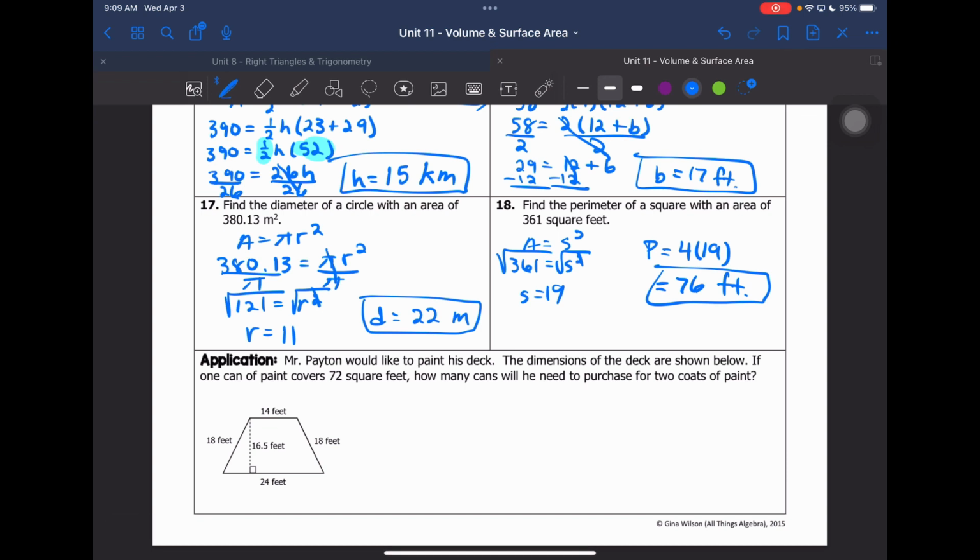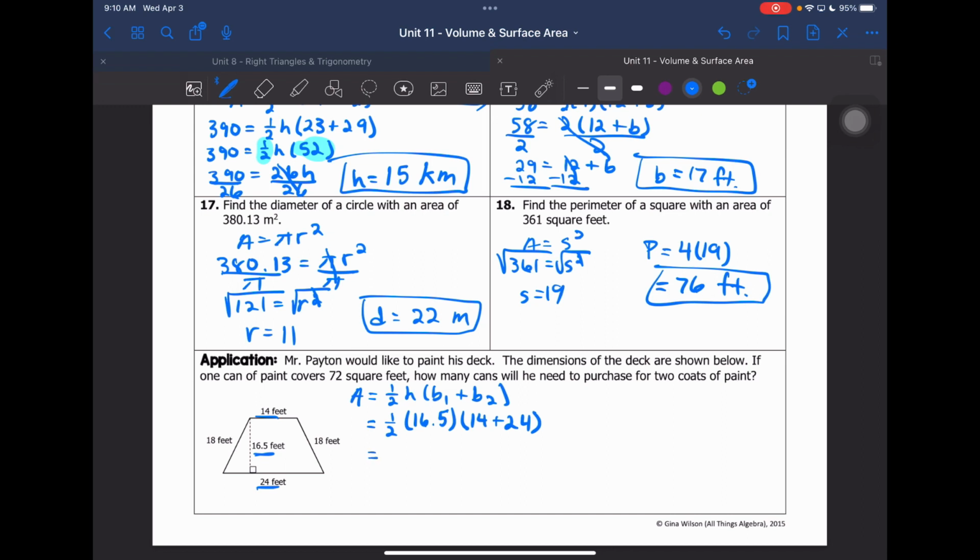And then the last one, which is just a word problem. It says, Mr. Payton would like to paint his deck. The dimensions of the deck are shown below. If 1 can of paint covers 72 square feet, how many cans will he need to purchase for 2 coats of paint? So because we want to coat this whole deck with paint, we need to figure out what the area is first. So the area of a trapezoid is 1/2 times height times base 1 plus base 2. Let's plug in what we know. We know that the height is 16.5 right here. The bases are 14 and 24 right here and here.